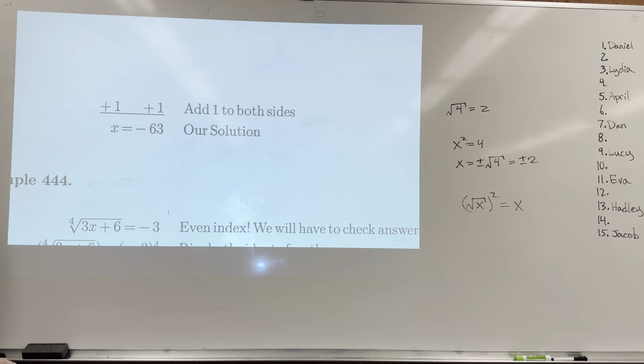No, because the square root is positive. It's a 4th root. A 4th root is always a positive number. It's never a negative number. So I instantly know no solutions.